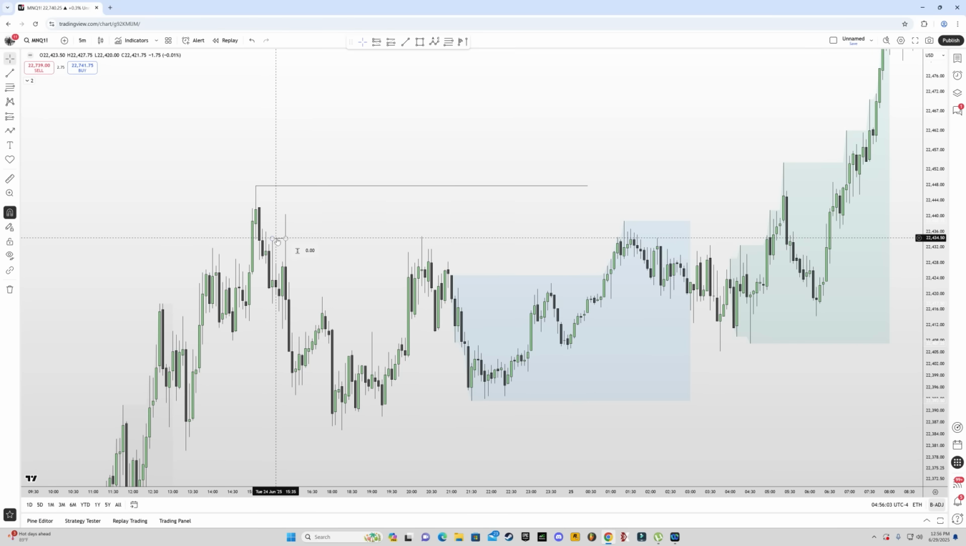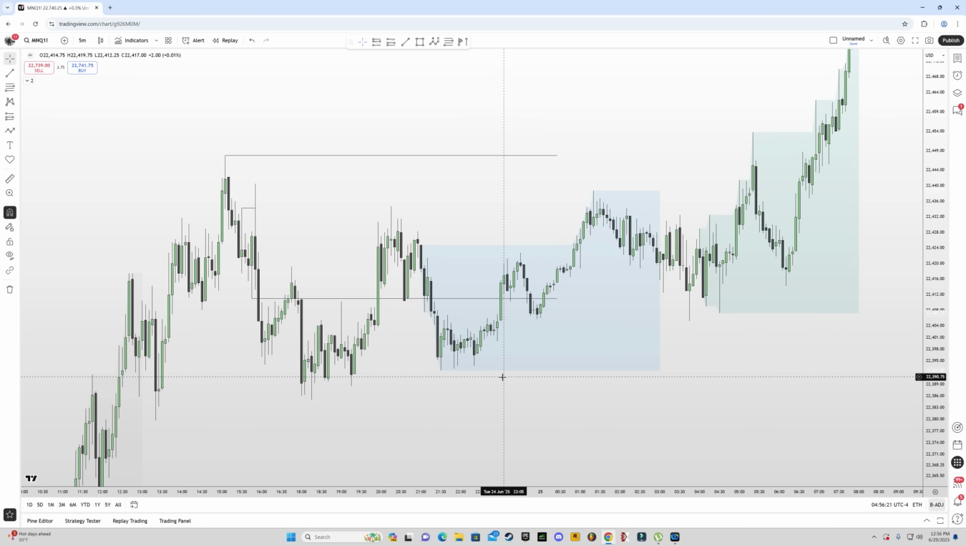We have this structure over here, and then afterwards you can see price goes up and takes out this high over here. Now we have a market structure shift within the pullback. Now this low caused this break of structure, right? So this becomes our range low. Now we're simply looking for a market structure shift. So we have a lower low, lower high, lower low, right?